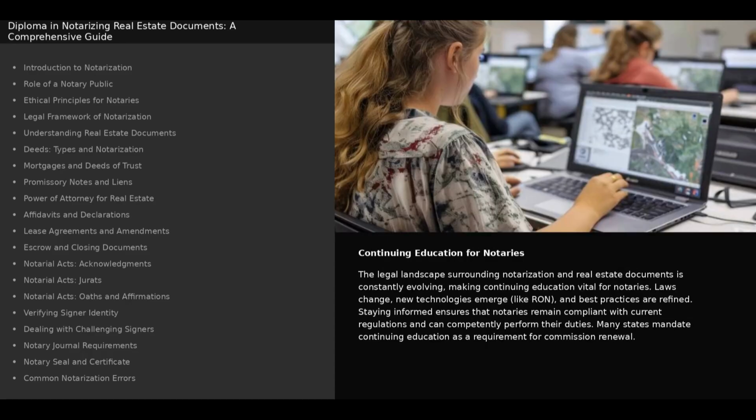Continuing education for notaries. The legal landscape surrounding notarization and real estate documents is constantly evolving, making continuing education vital for notaries. Laws change, new technologies emerge, like RON, and best practices are refined. Staying informed ensures that notaries remain compliant with current regulations and can competently perform their duties. Many states mandate continuing education as a requirement for commission renewal.